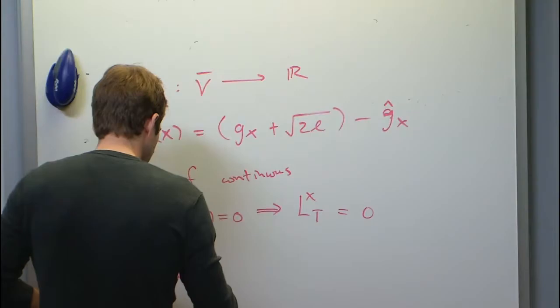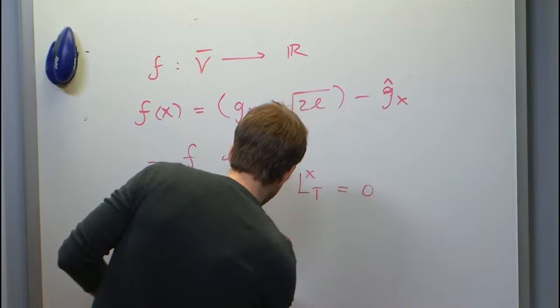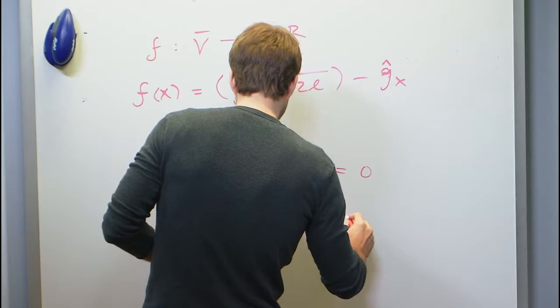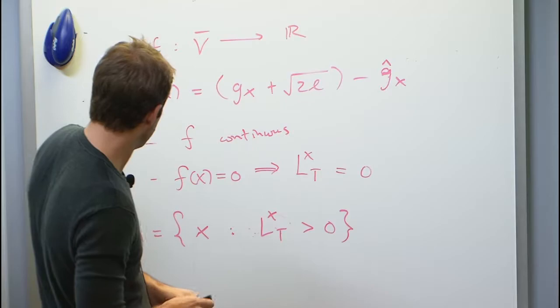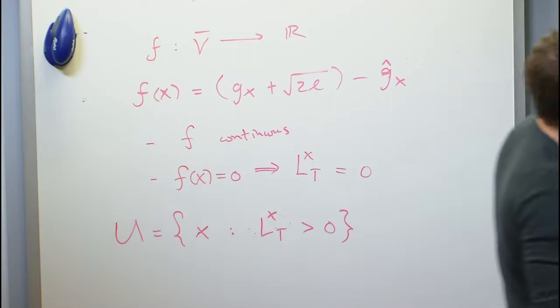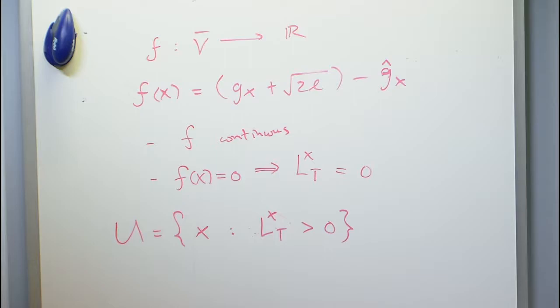x's such that the local time is bigger than zero. These are the set of things on the left-hand side that we need to worry about, because they're not trivially dominated by the right-hand side. And if you think about what we want to show here, we want to show that on this set, f is positive. Because if f is positive, it exactly says that this is bigger than this.